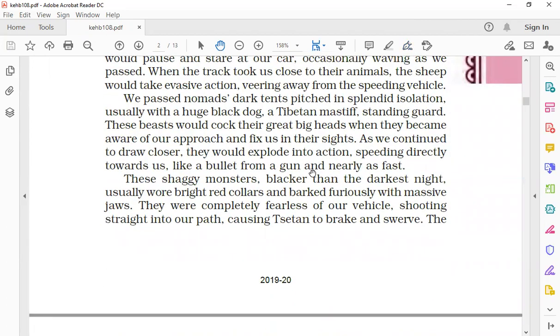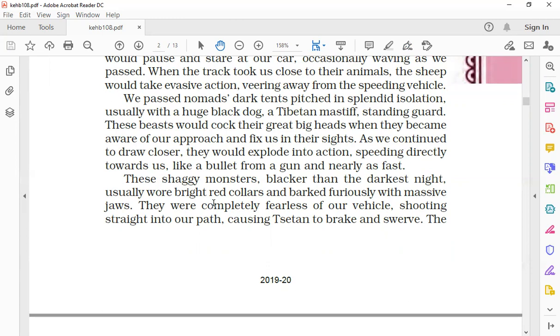These shaggy monsters, blacker than the darkest night, usually bore bright red collars and barked furiously with massive jaws. They were completely fearless of our vehicle, shooting straight into our path, causing Seetan to brake and swerve. So the author calls these dogs what? Shaggy monsters. These dogs were very huge in size. They were blacker than the normal black color. Unka jo rang tha, wo kaale rang se bhi zyada gehra kaala tha, and they wore collars which were bright red in color.